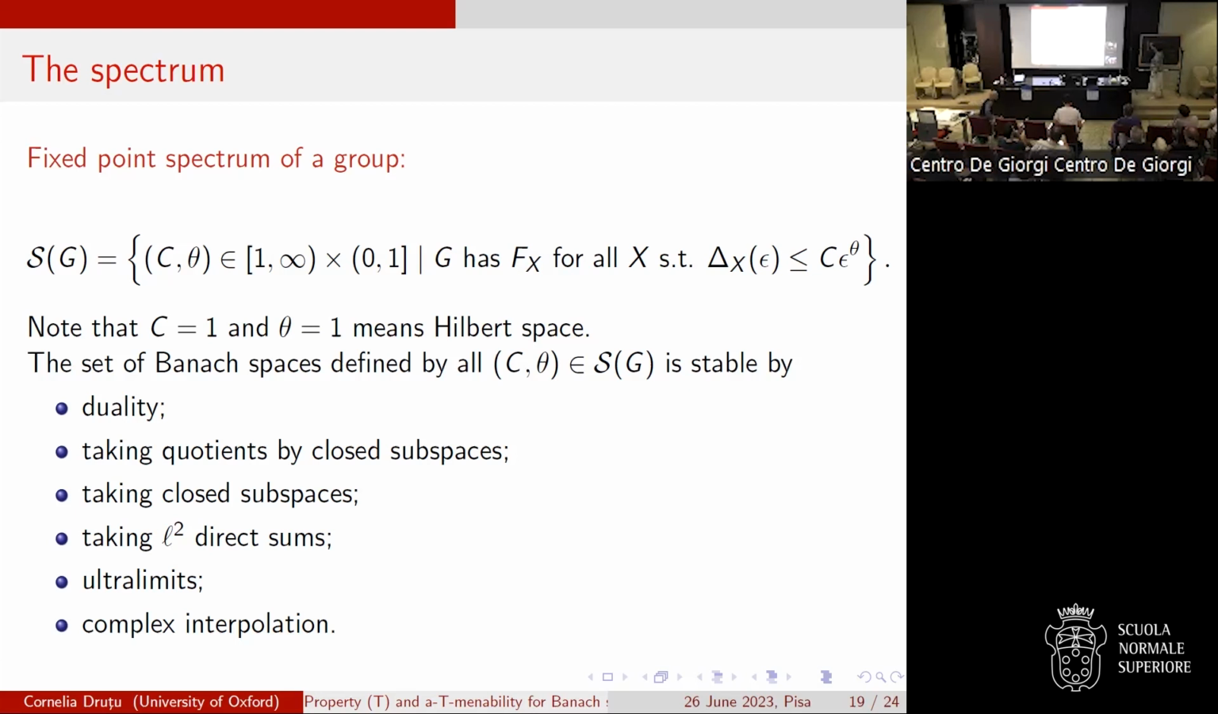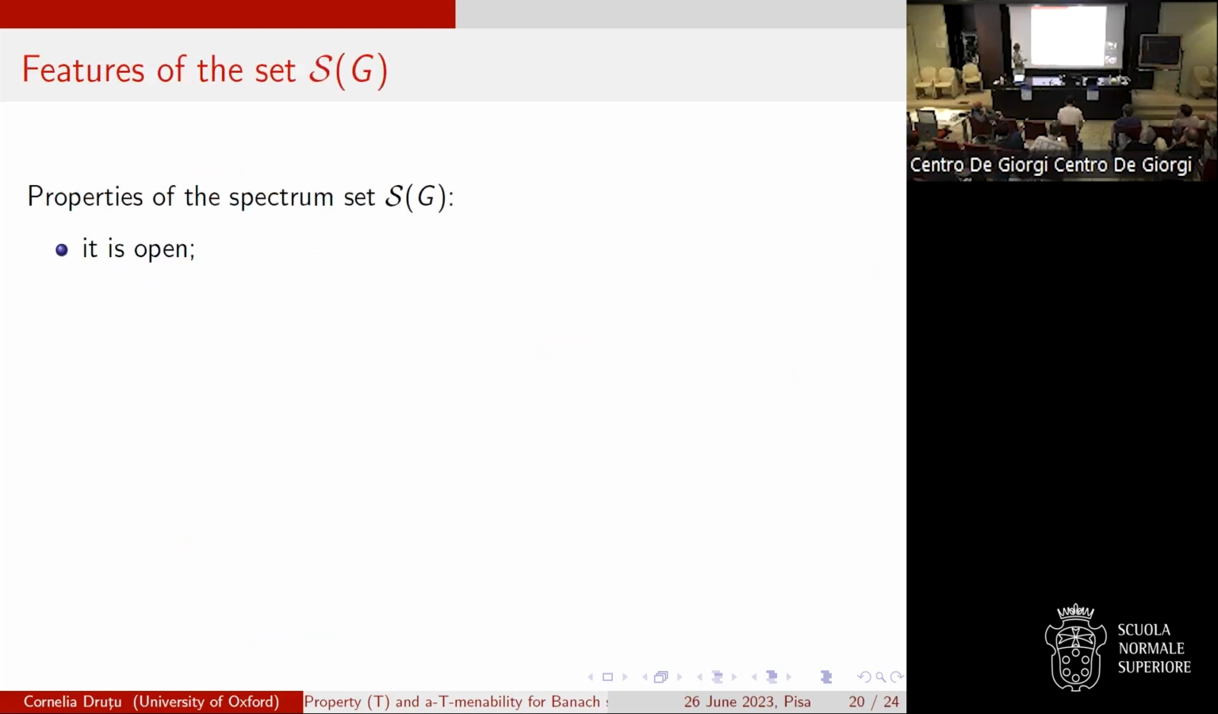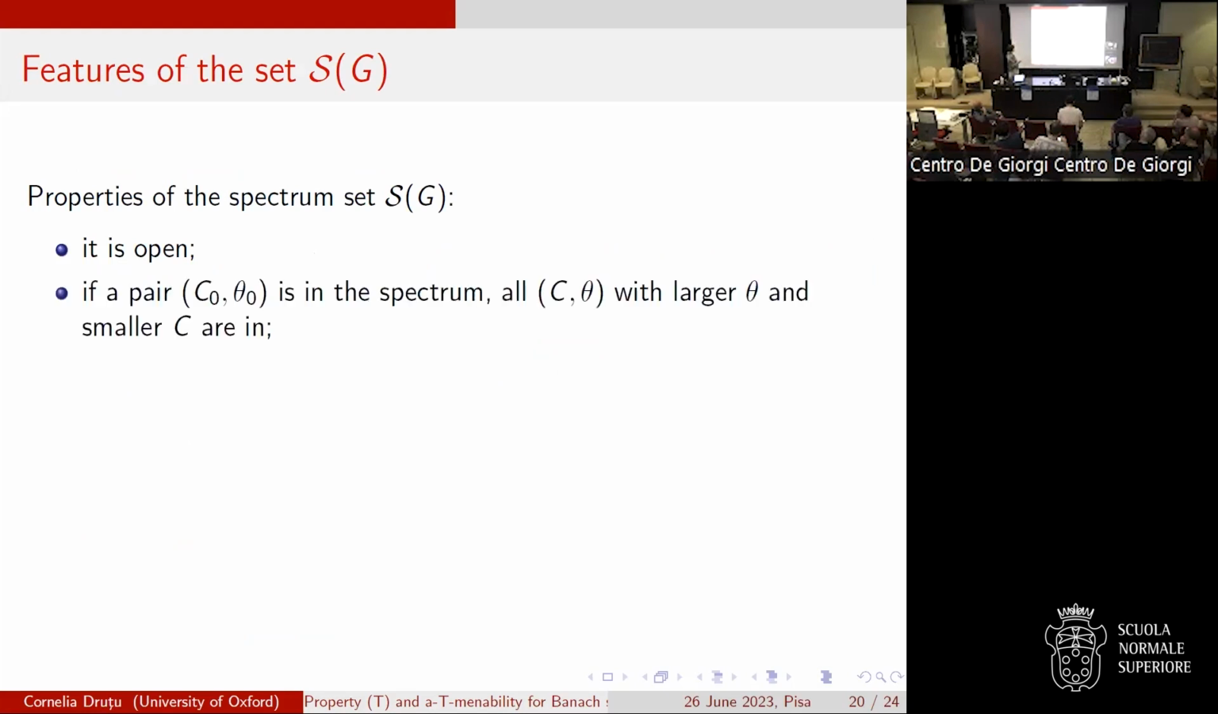So as I said, the Hilbert spaces are here. The Lp spaces are here, because Lp spaces, for p larger than 2, correspond to the constant 1 and theta 2 over p. And then we also have the dual, p less than 2, again C equal to 1 and theta 2 minus 2 over p. So actually for the Lp spaces, we go once from 1 to 0 when we move from 2 to infinity, and once from 0 to 1 when we move below. And so we're looking at all the pairs of constants for which the group has a fixed point property in this strip. And it is open, same as before, same for Lp spaces.